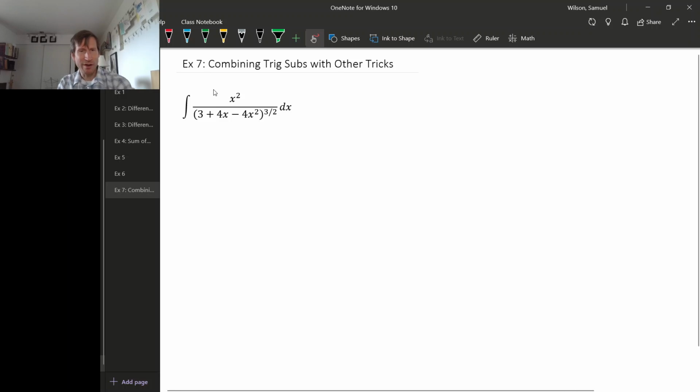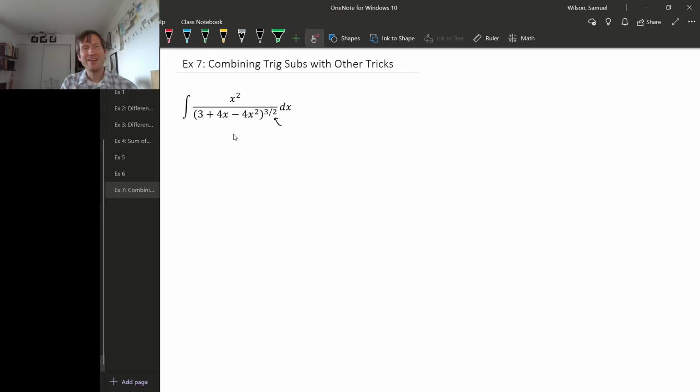So with this one, when I look at this integral, I don't immediately think trigonometric substitution, because it's true that we have a power of 3/2 here, but this thing that we have to the power of 1/2 is not a sum of squares, and it's not a difference of squares either. So at first it doesn't appear like a trigonometric substitution is going to be useful.